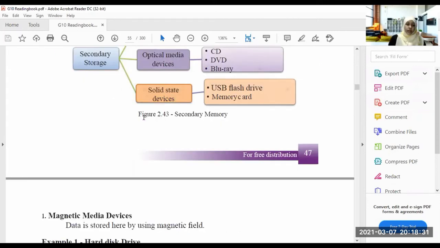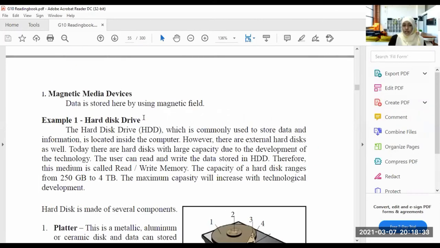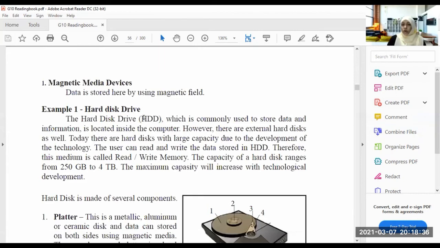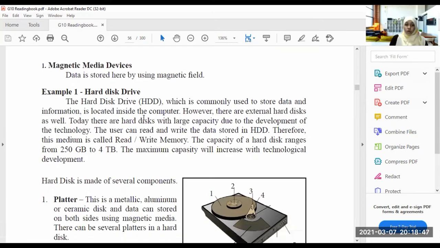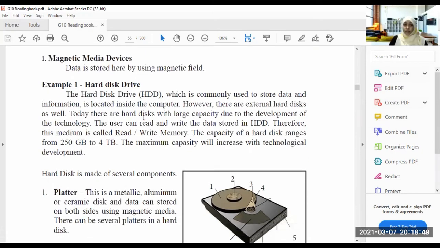Okay, right. Magnetic media devices. So here data is stored by using a magnetic field. A magnetic technology is used to store data and information in magnetic media devices. So example one is the hard disk drive. For the hard disk drive, there are two kinds: a portable hard disk drive and a non-portable hard disk drive. And within this hard disk, there are many parts. We should know these parts.